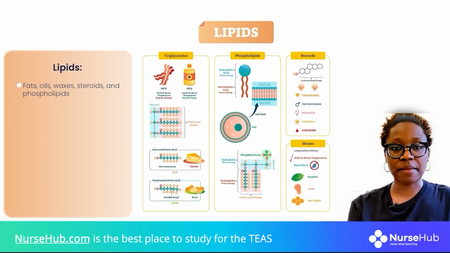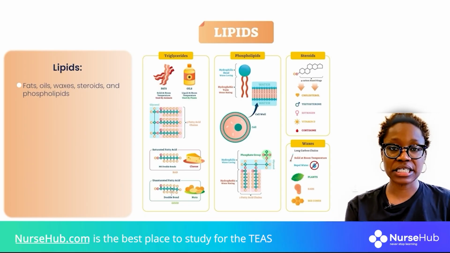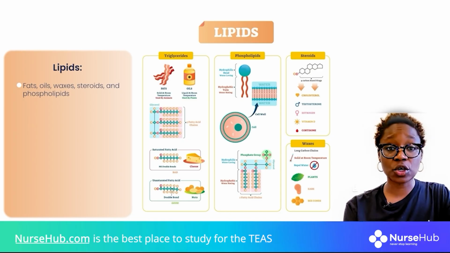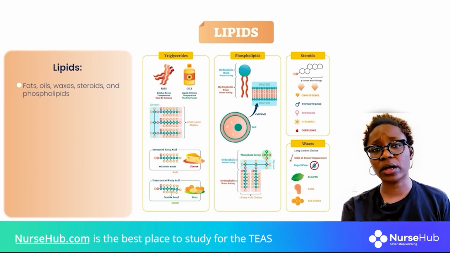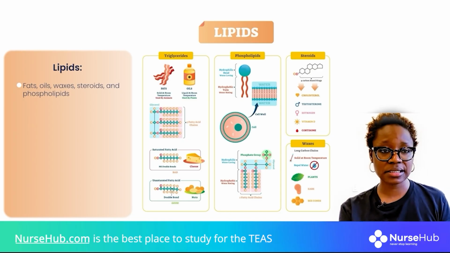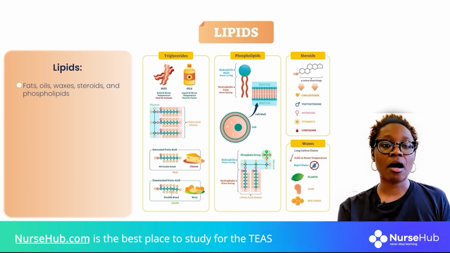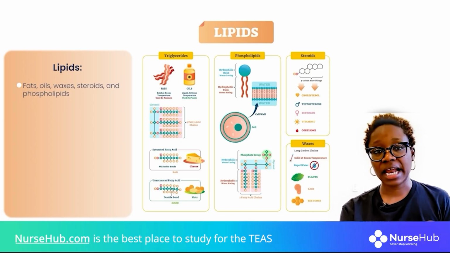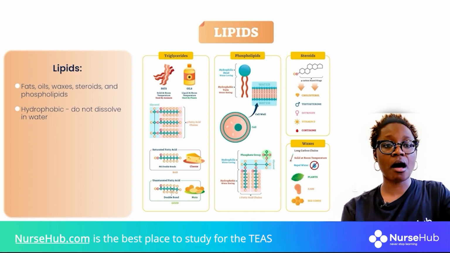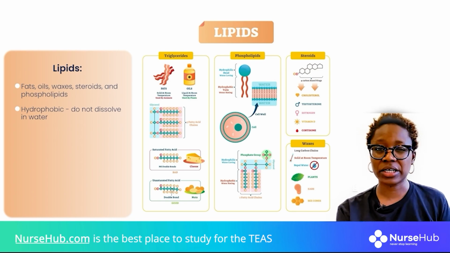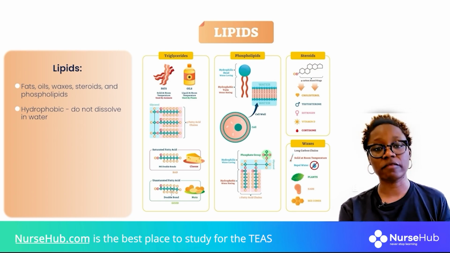The next type of macromolecule that you will need to know for your T7 exam is lipids. So lipids are a diverse group of molecules that include fats, oils, waxes, and steroids. The monomers of lipids are glycerol bonded to fatty acid chains. All lipids are hydrophobic. You're going to need to know that. That means that they do not dissolve in water.